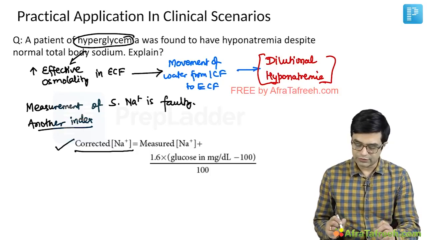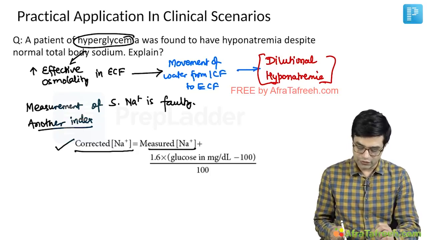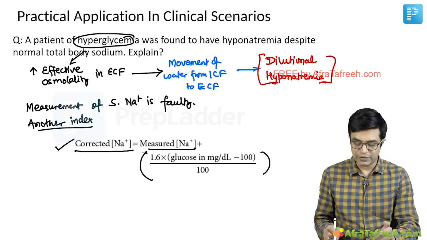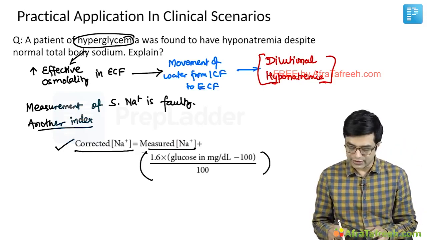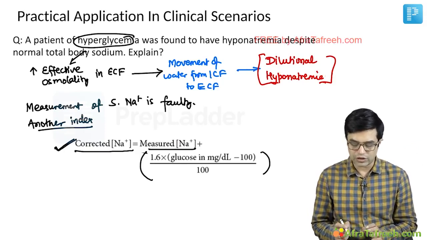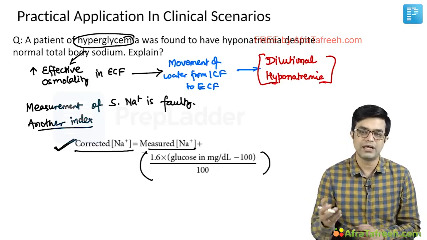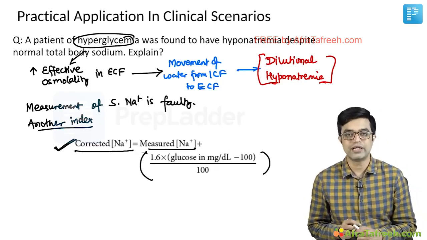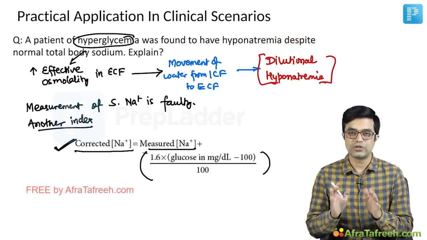Corrected sodium is given by the formula: measured sodium, what came from the lab result, plus 1.6 multiplied by the difference between glucose and 100, and the whole formula divided by 100. This is the formula for corrected sodium. It's a tricky one, but all you need to do is cram it up. And in patients of hyperglycemia, it is the corrected sodium which is taken to indicate the actual sodium content.